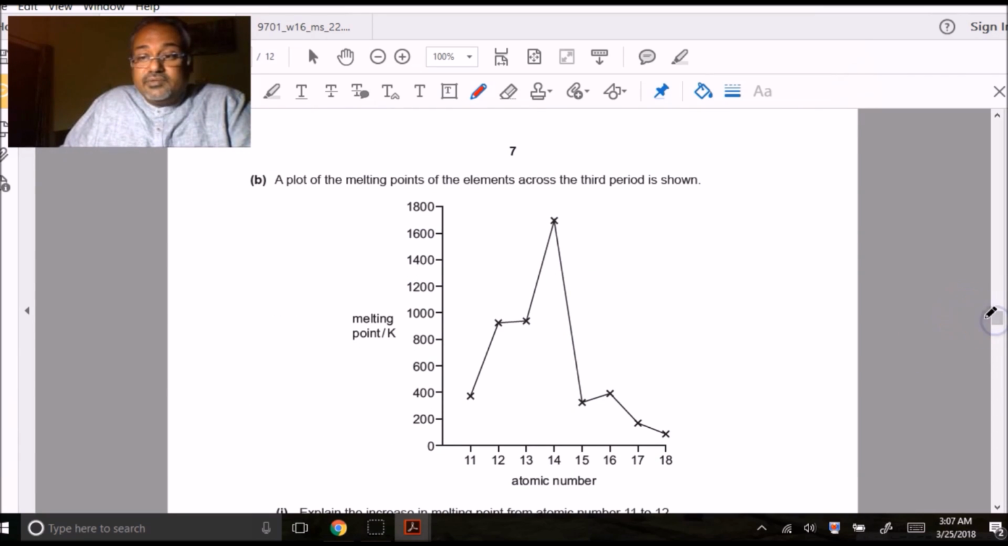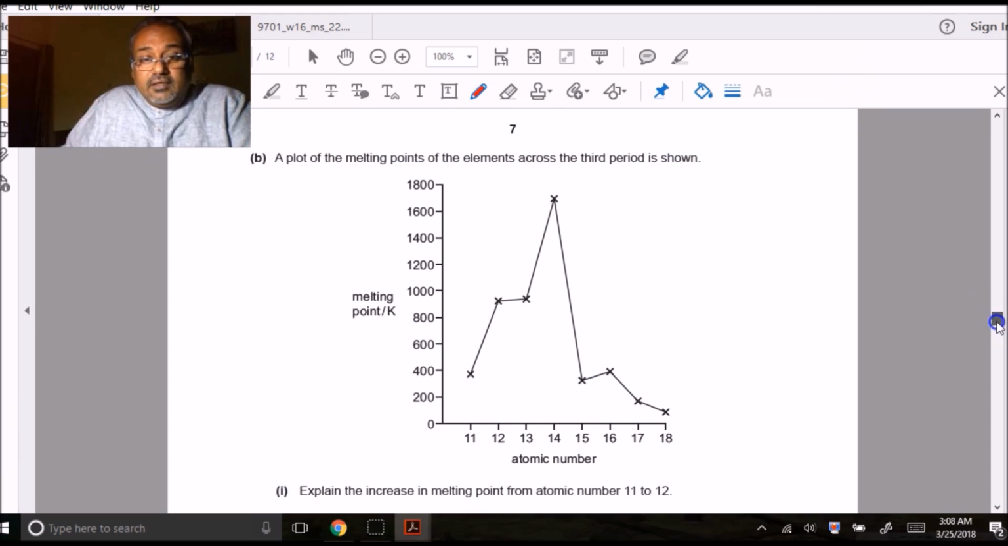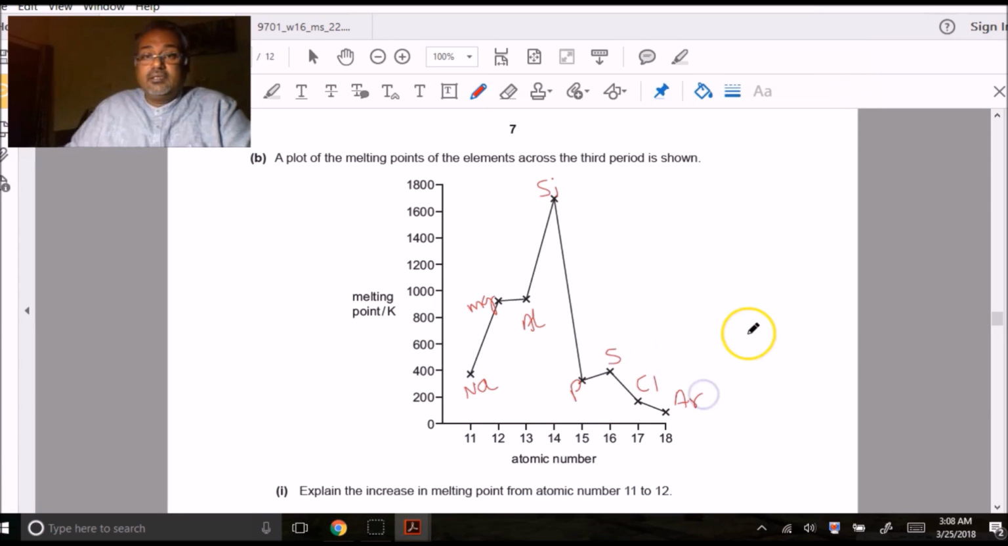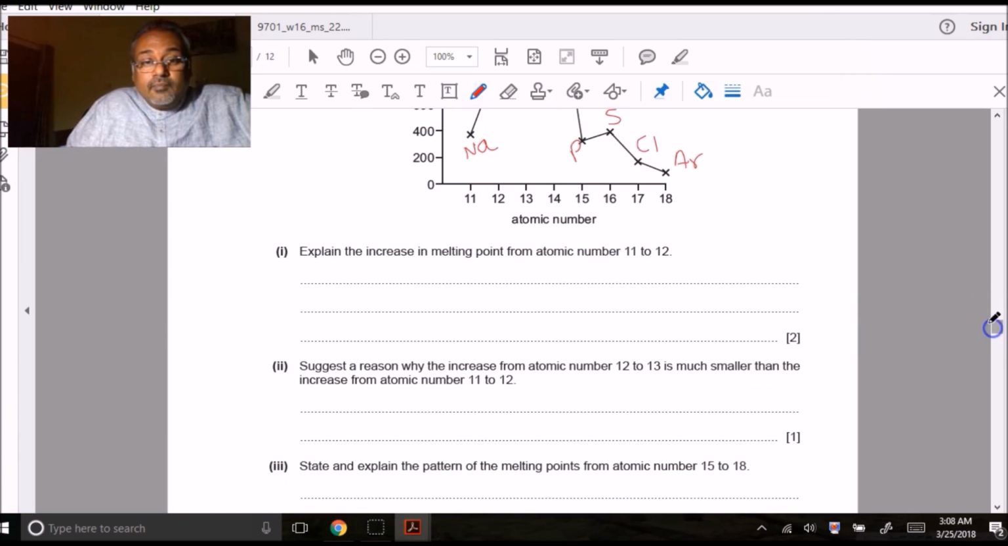Alright, let's have a look at this question, which is the B part. This is a melting point graph. This comes from topic 4 of your syllabus. This is basically sodium, that's magnesium, aluminium, that's silicon there, and we have phosphorus, that's sulfur, chlorine, and argon. Okay, so everything is there from topic 4 of your syllabus notes.